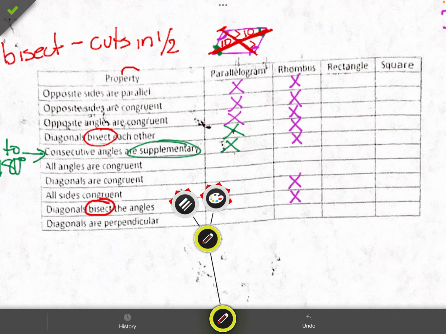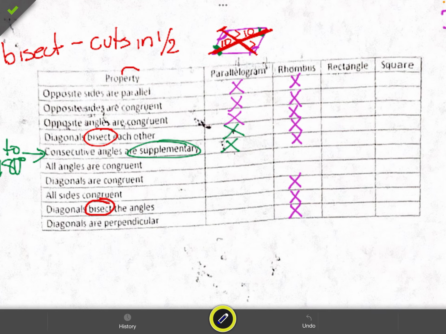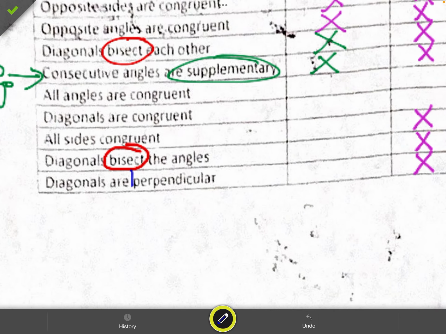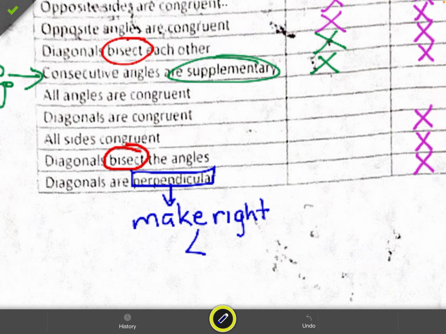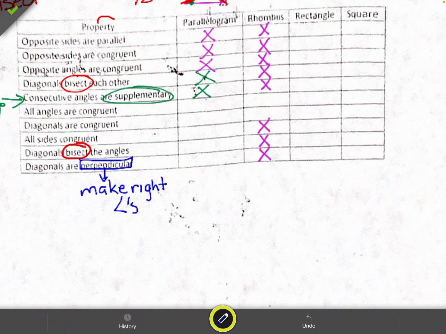And then the last new property that we're going to look at today is this last one. Diagonals are perpendicular. Now, perpendicular is a new word. Well, it's not a new word, but it's a new word here. So remember, if you have lines or segments that are perpendicular, they intersect and they make right angles. That's what perpendicular means. Okay, so the 3 new properties that we're going to look at today are these. All sides are congruent, your diagonals bisect the angles, and diagonals are perpendicular.